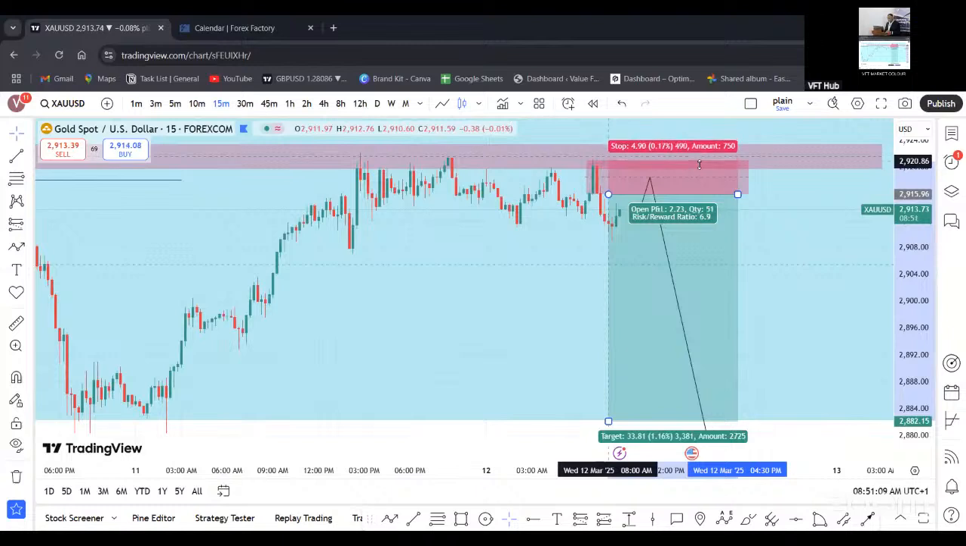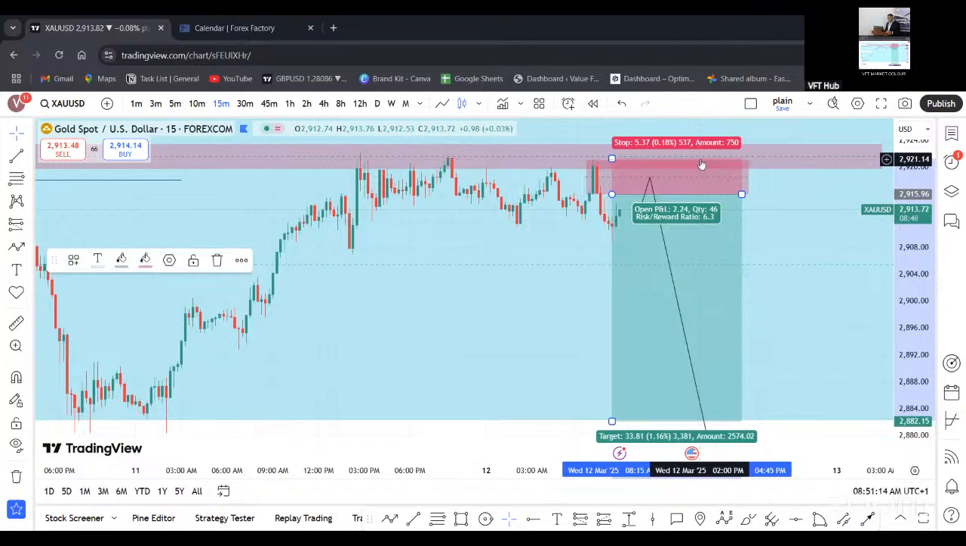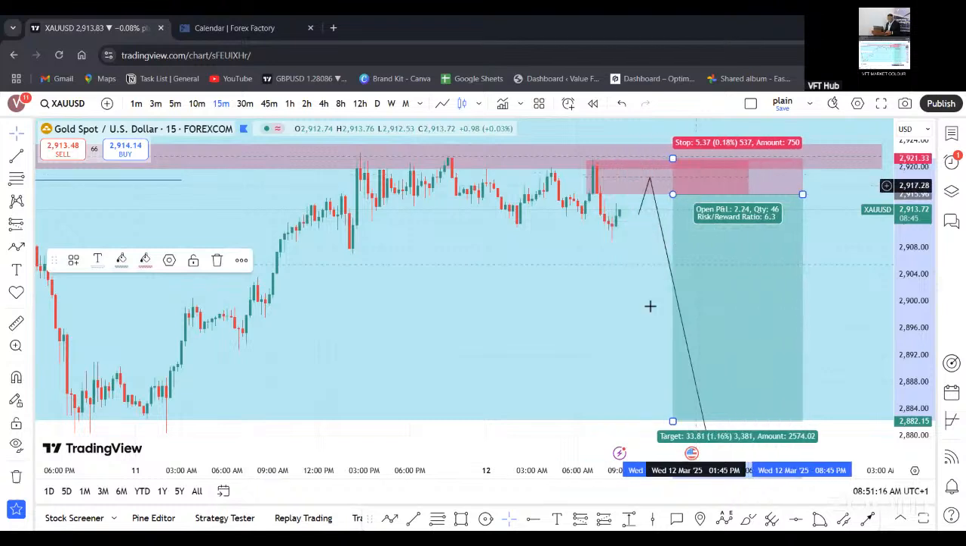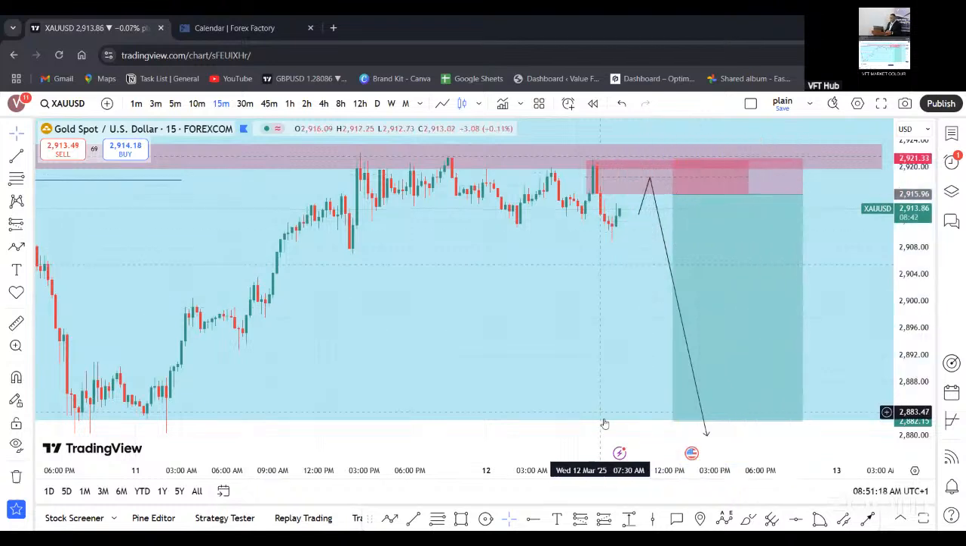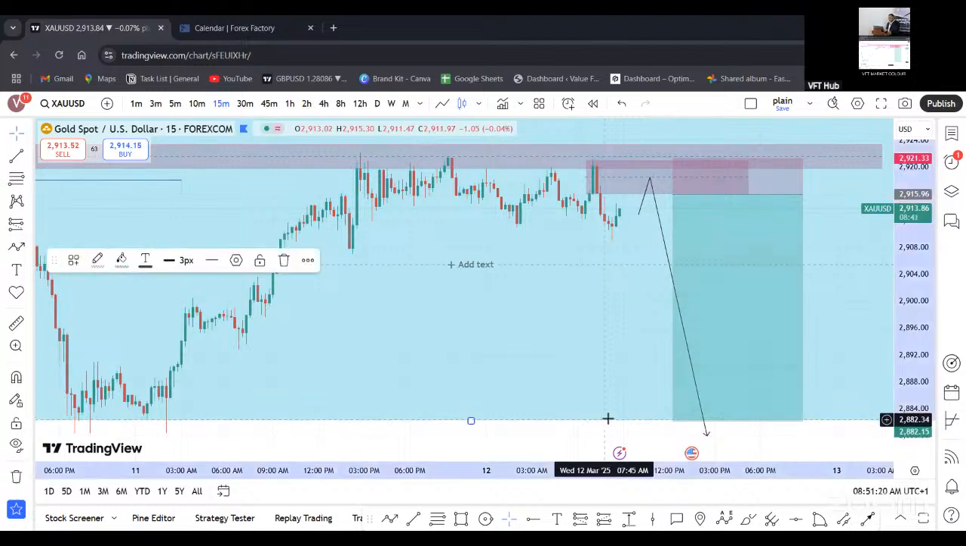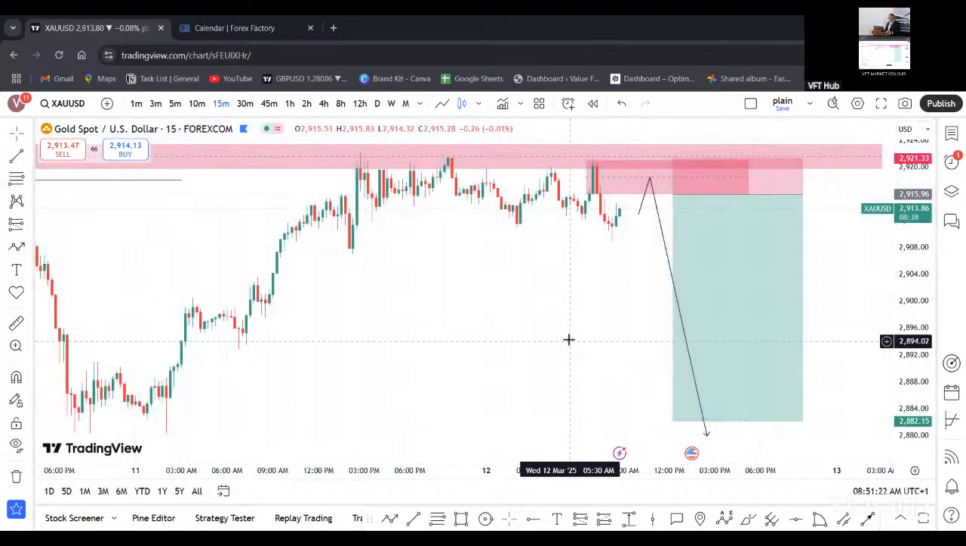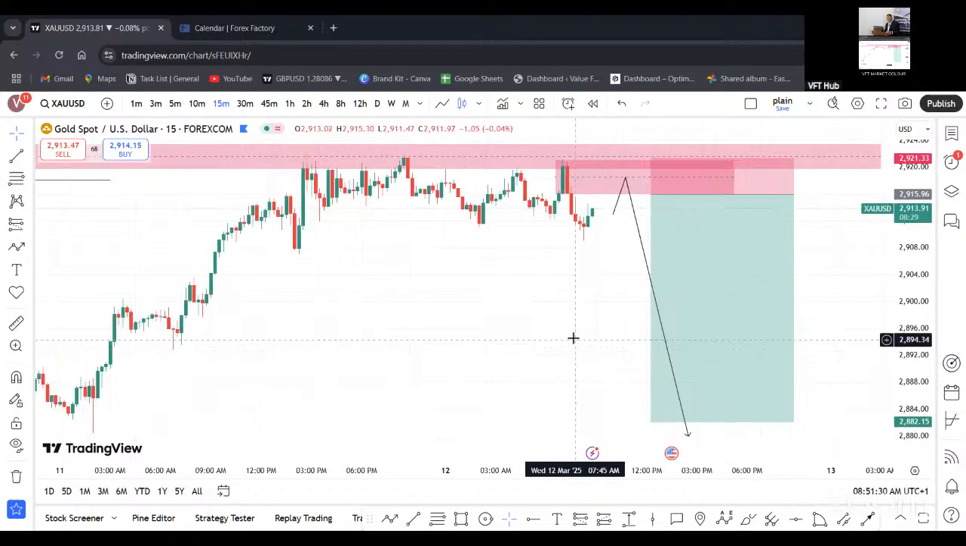So I'm expecting gold here. Okay, so this is my expectation for gold. They trade into this level and then they sell to the downside afterwards. Okay, so this is what I'm expecting to play out on gold this morning. So you can take advantage of it if you see this playing out on your various charting platforms or whatever broker you use.